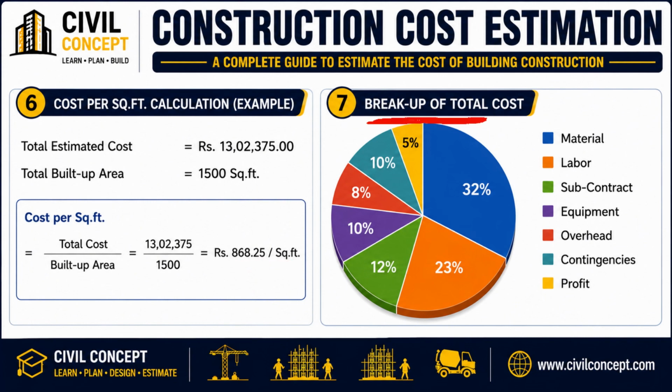Now let's look at a typical cost distribution. Material cost contributes about 32%. Labor cost contributes 23%. Subcontract work contributes 12%. Equipment cost contributes 10%. Contingencies contribute 10%. Overhead cost contributes 8%. And contractor profit contributes 5%.